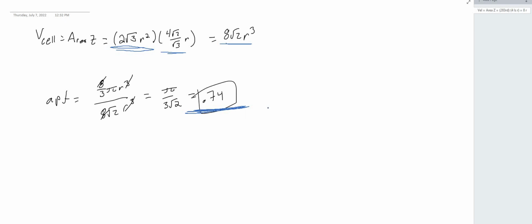You will notice that this is the exact same packing factor as face-centered cubic. If you look into that, it's actually pretty interesting. I'm not going to spoil that for you.